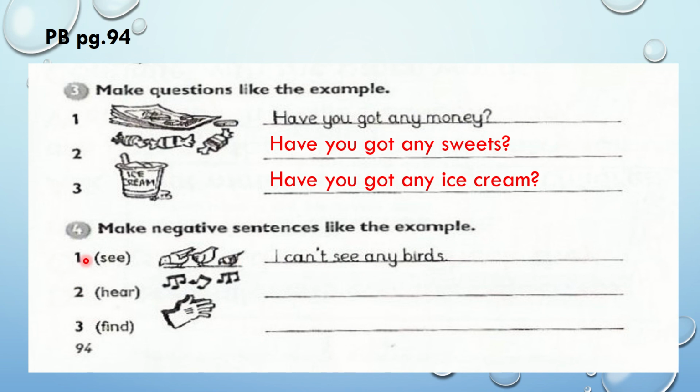So in question number 2, we need to use hear, and we see some music. So we are going to say, I can't hear any music. And for 3, we have find. Here we have some gloves. So, our negative sentence will be, I can't find any gloves.